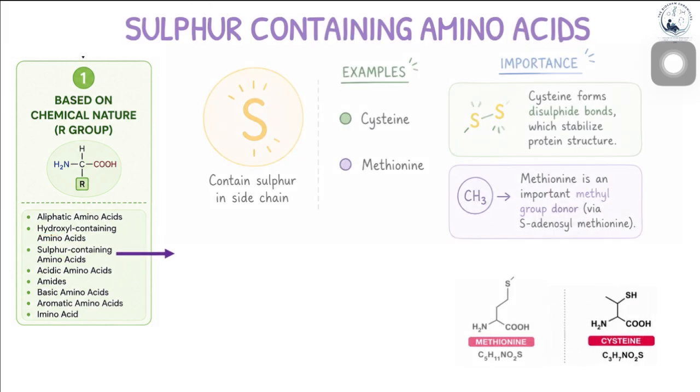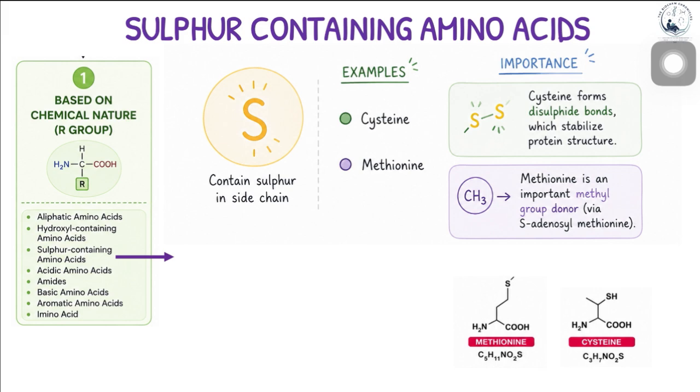So the third one is sulfur containing amino acids. Here we have two amino acids. Remember CM, cysteine and methionine. Cysteine is important for disulfide bonds which will stabilize your protein structure, and methionine is an important methyl donor, that is your S-adenosyl methionine. It plays a very important role in many of the methylation reactions which we will be looking at in further classes. So CM, cysteine, methionine are sulfur containing amino acids.